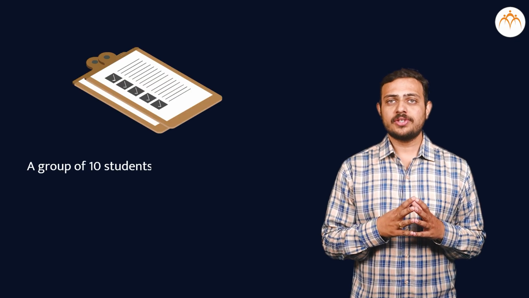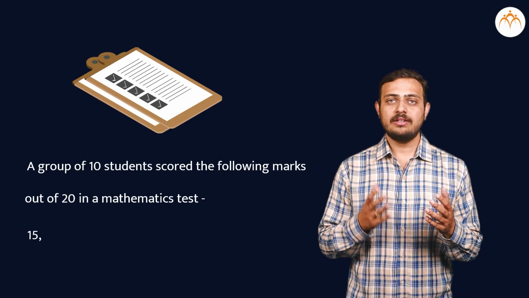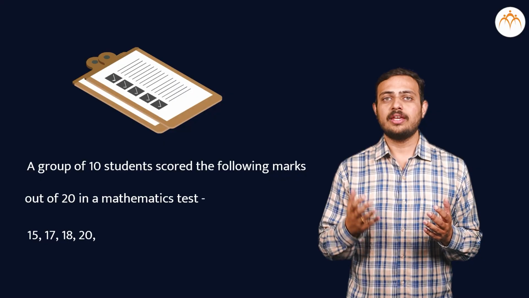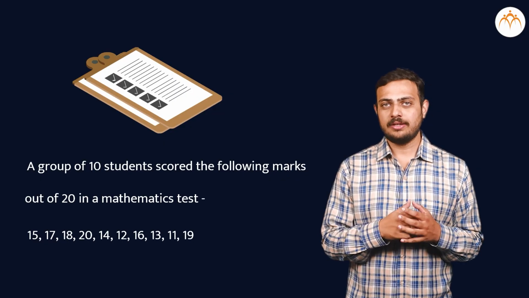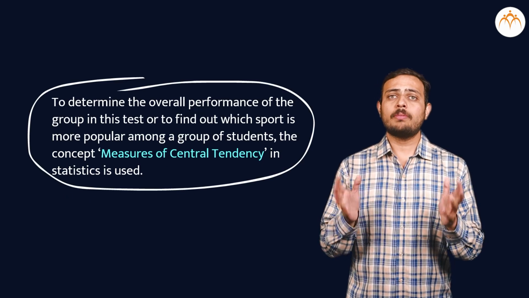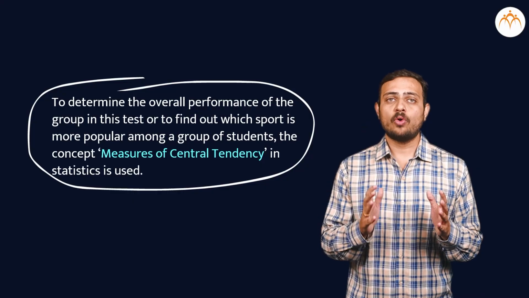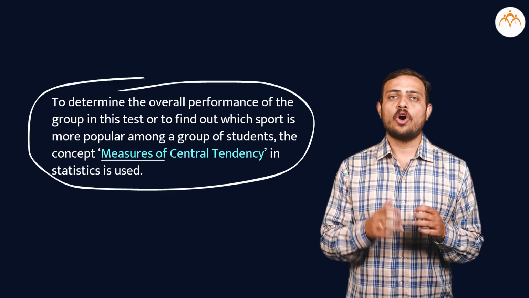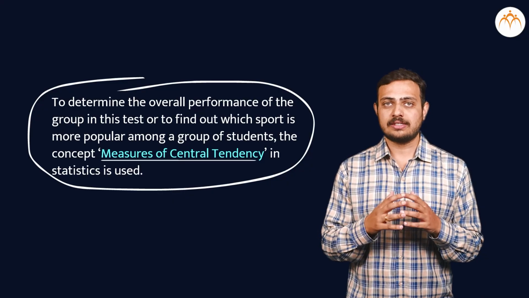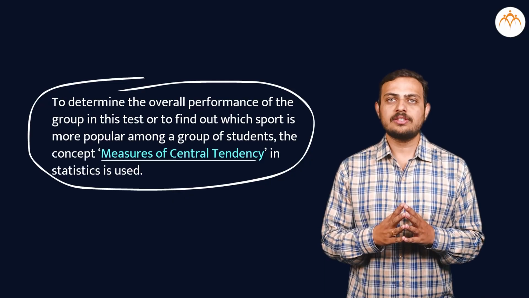A group of 10 students scored the following marks out of 20 in a mathematics test: 15, 17, 18, 20, 14, 12, 16, 13, 11, 19. To determine the overall performance of the group in this test, or to find out which sport is more popular among a group of students, the concept of measures of central tendency in statistics is used. Today, we are going to study some of the measures of central tendency.